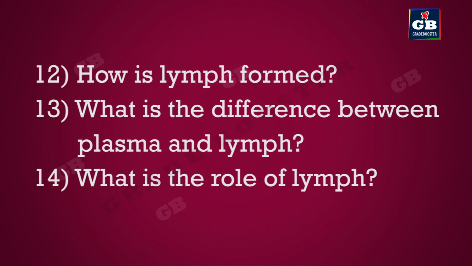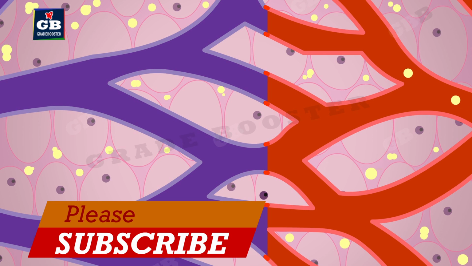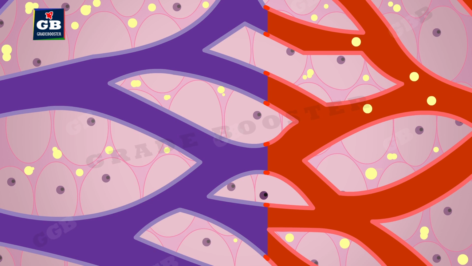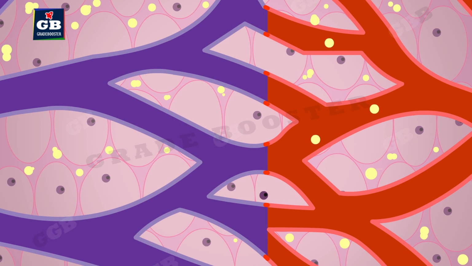12. How is lymph formed? 13. What is the difference between plasma and lymph? 14. What is the role of lymph? The capillaries have small pores through which some amount of plasma escapes into the tissues. This is called lymph or tissue fluid. It is similar to plasma, but it is colorless and has less protein than plasma.